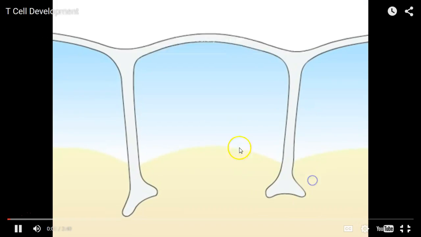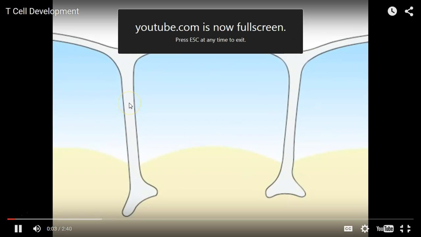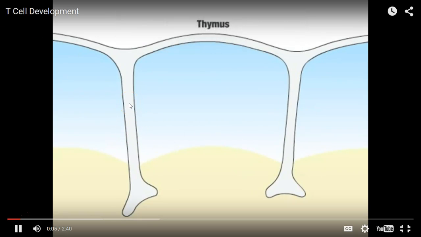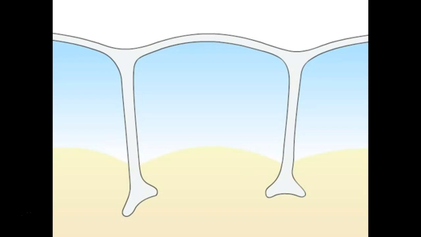T-cell development takes place within the thymus, a specialized organ where T-cell progenitors mature. That's to plug this in. The thymus.